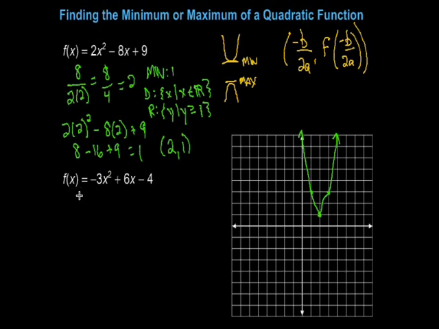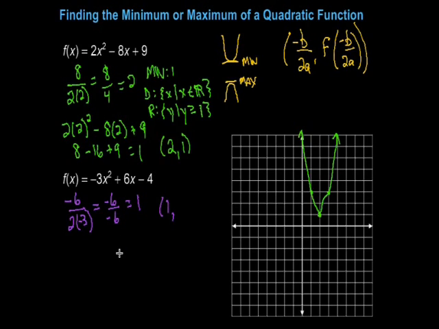So I'm going to take negative b over 2a. In this case, I have 6 for my b, so negative 6 over 2 times a. In this case, a is negative 3, so we have 3. Then negative 6 over 2 times negative 3 is also negative 6. So we simplify and we get 1. Okay, so that's my x-coordinate for my vertex, is at 1.